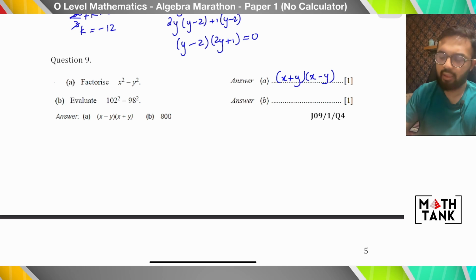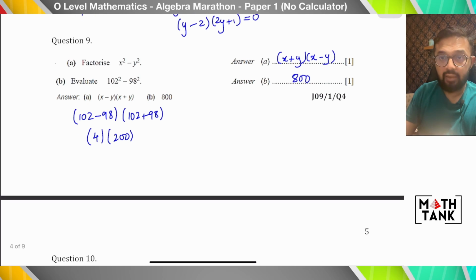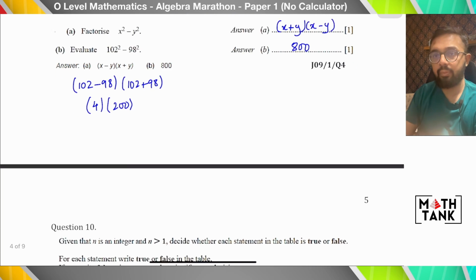Let's solve the second part. It says evaluate this. So again, I see a difference of squares. Now, the surprising thing about these questions is you can solve them with a plus b into a minus b. In the same way that you did it for algebra, you can do it for numbers as well. And you get 102 minus 98 into 102 plus 98. That's 4, and that's 200. I get a total of 800. 4 into 200 is 800. So these are calculation tricks that you should be able to do on the exam as well.